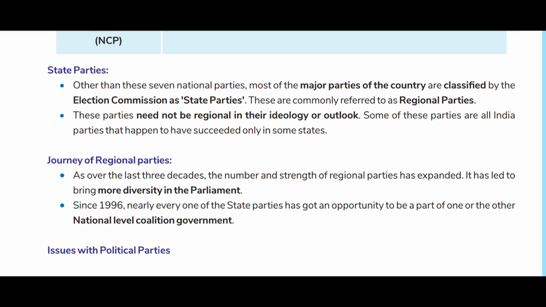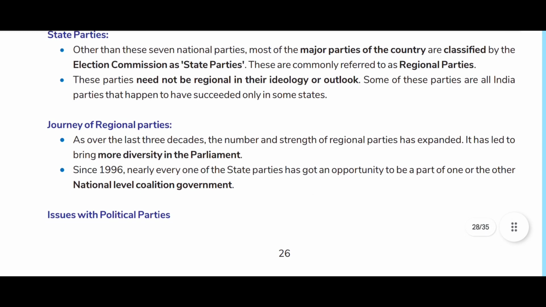State parties. Other than these seven national parties, most of the major parties in the country are classified by the Election Commission as state parties. These are commonly referred to as regional parties. These parties need not be regional in their ideology or outlook. Some of these parties are all-India parties that happen to have succeeded only in some states.